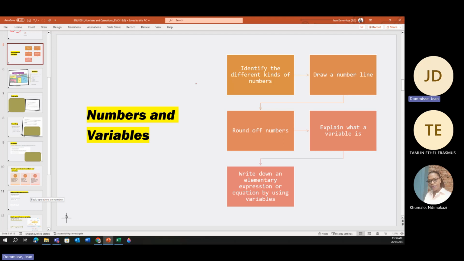Then we're going to look at how to explain what a variable is, how you're going to use it, and how you're going to write down some simple equations by using the variable. So if we have variables x and y, and I give you a bit of information around that, how to write it down as a simple expression.